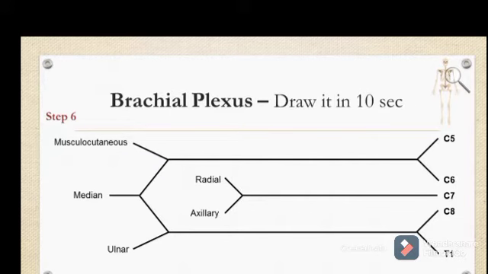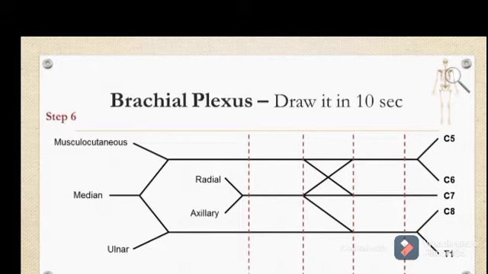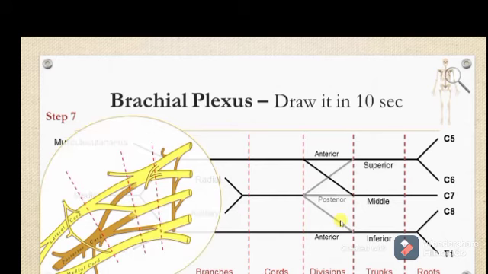Now in step 6, just draw some lines like this, and by drawing them, you've divided the plexus into roots, trunks, divisions, cords, and branches. Now let's divide the trunks into superior, middle, and inferior trunks, and the divisions into 3 anterior divisions and 3 posterior divisions. Now to make sure you imagine them correctly, here's an image of the brachial plexus.